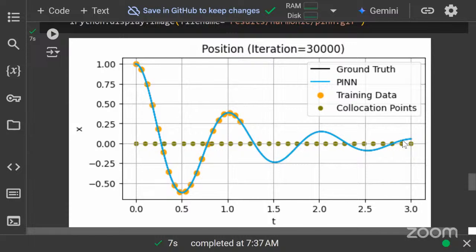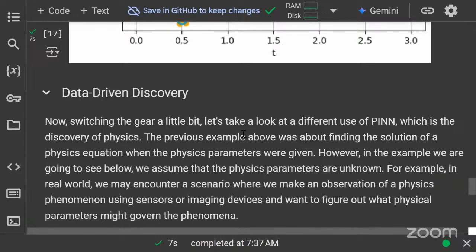You let it go, record the trajectory using a camera. You collect all the data, but you don't necessarily know what omega is, what zeta is, right? So in that case, PINN could also be used to figure out the values of omega and zeta. So that's the second part, which is called data-driven discovery.